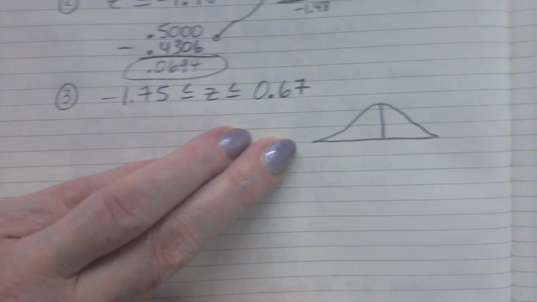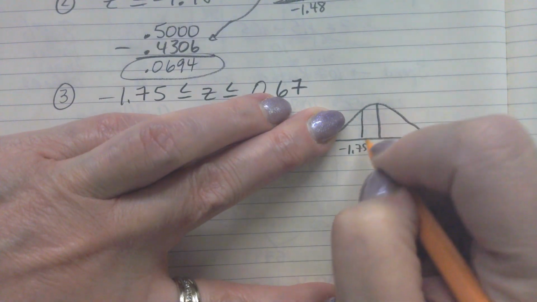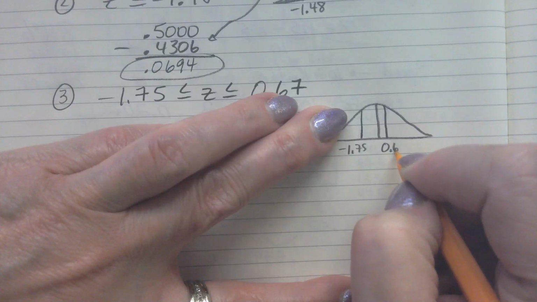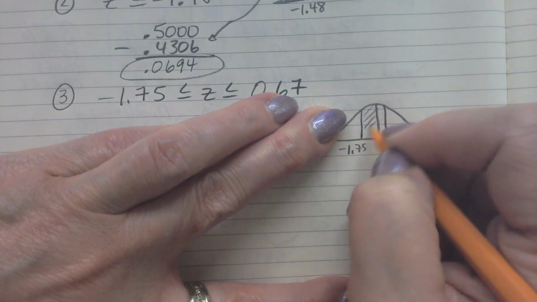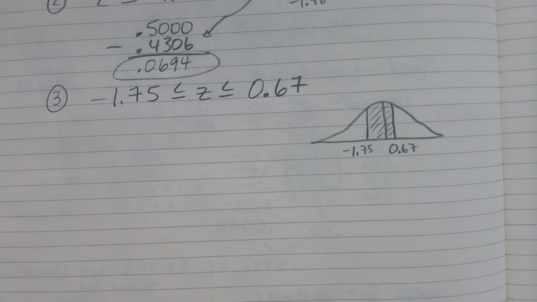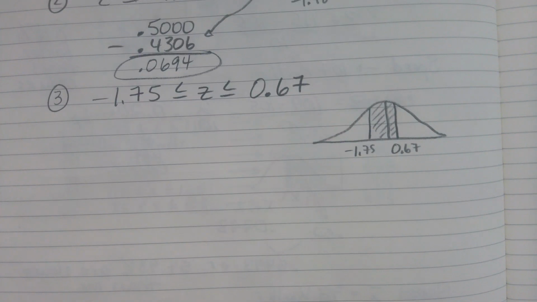There's my center. Negative 1.75 is over here. These are the Z-scores, right? And then 0.67 is right there. I want that region, and I want that region. Find these two values, what am I going to do with them? Add them together. Good. So the picture I just used to decide what I want it to look like. I tend to always draw a picture. So do you find the two numbers on the chart and then add them? Yeah.